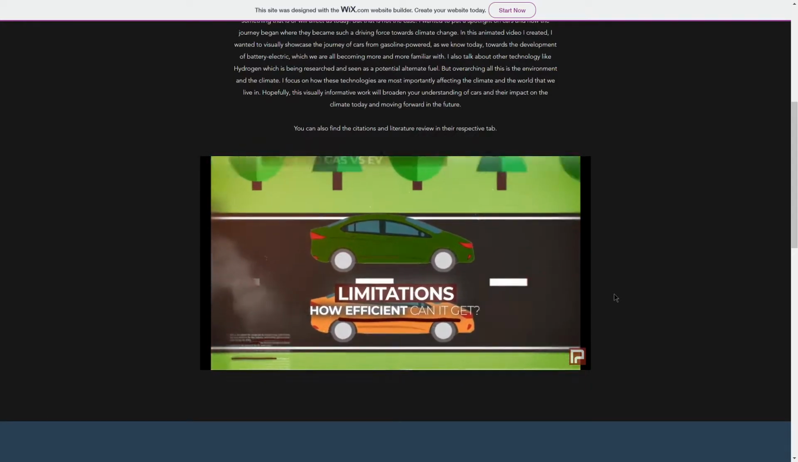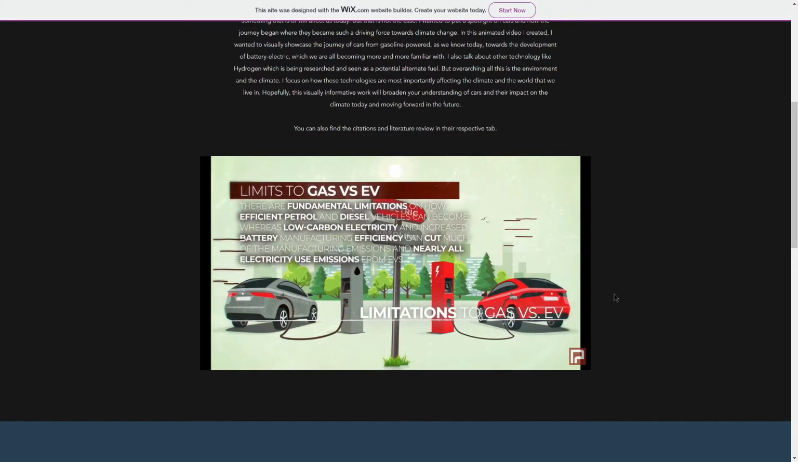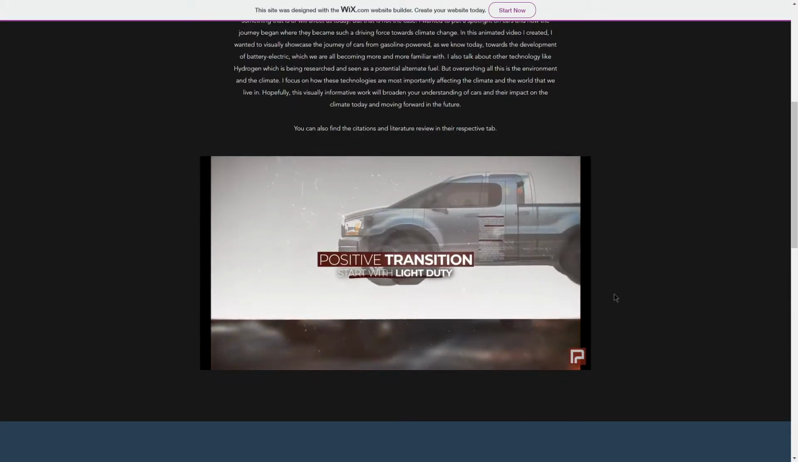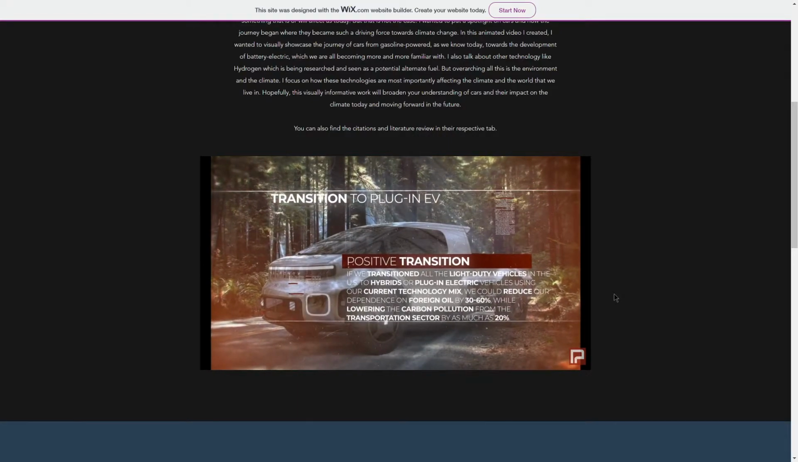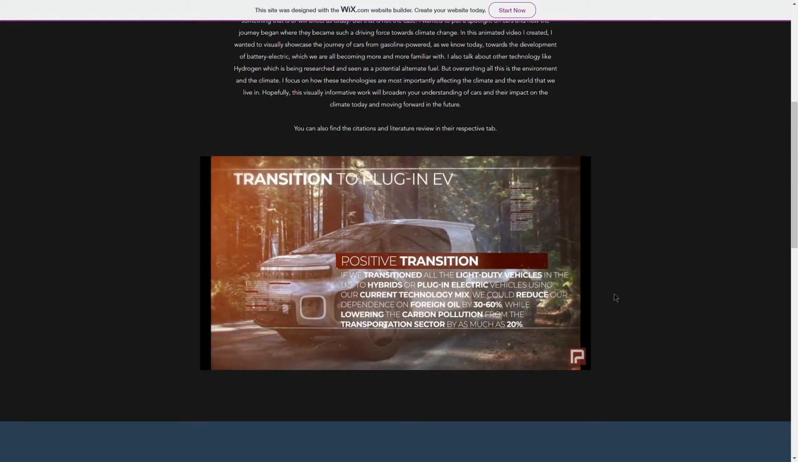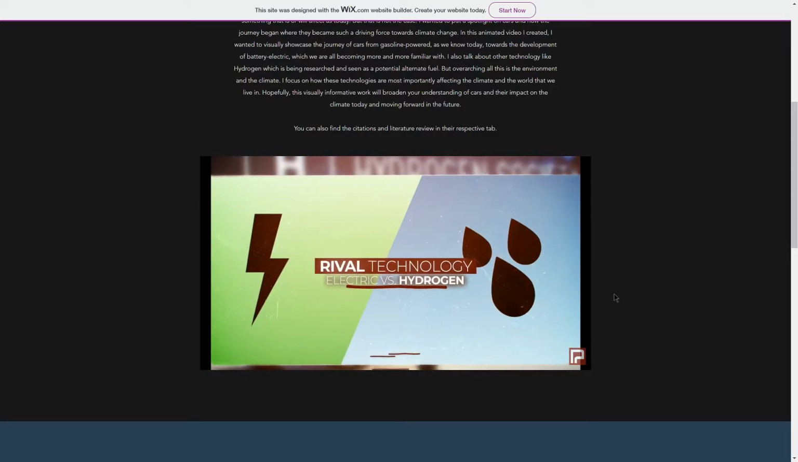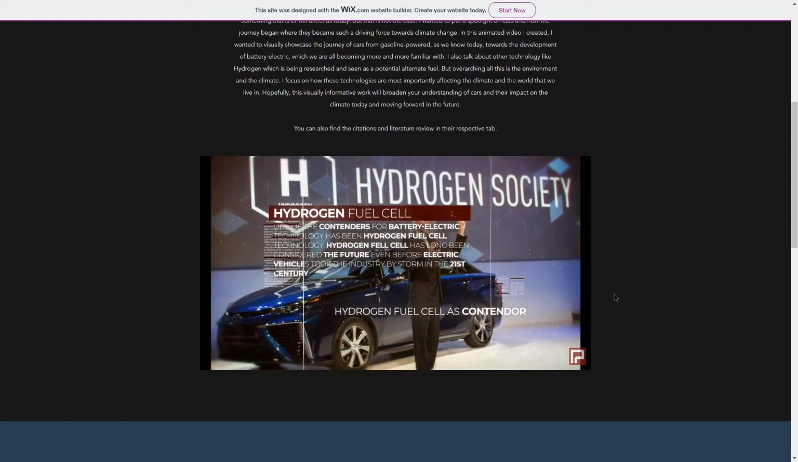So I talk about the limitations of gas cars versus electric cars. Gas cars can only get so efficient, while electric cars are going to keep getting more and more efficient, and the net emission production is going to go down to almost zero. While that's not going to happen with gas cars, they're still going to produce some sort of emissions. As long as we're using oil and petroleum, that's just going to keep happening.